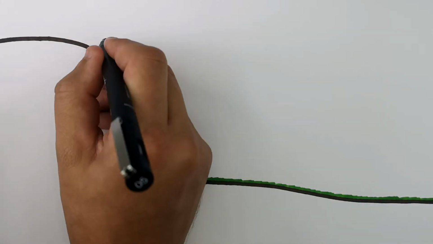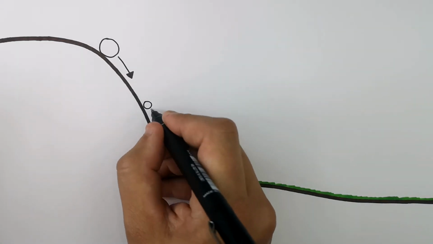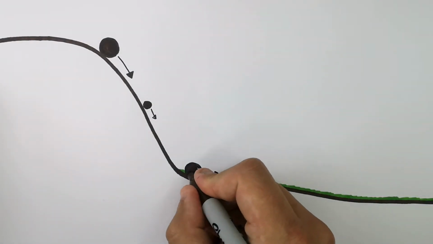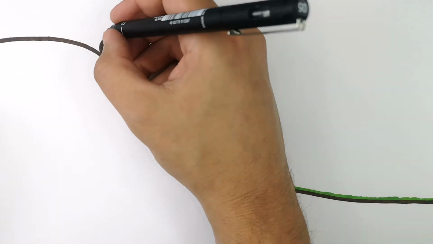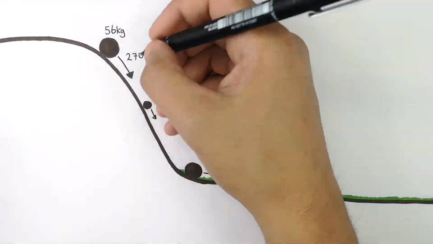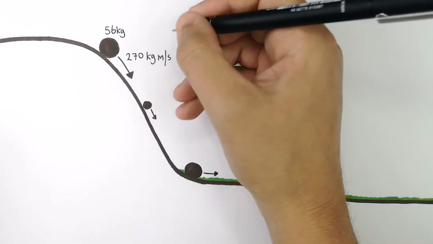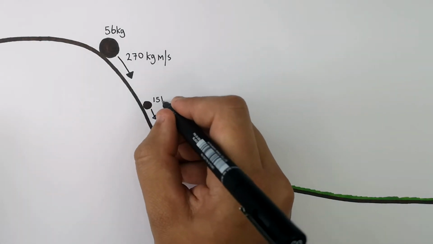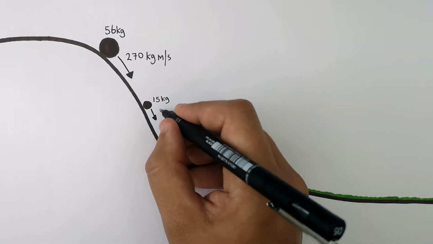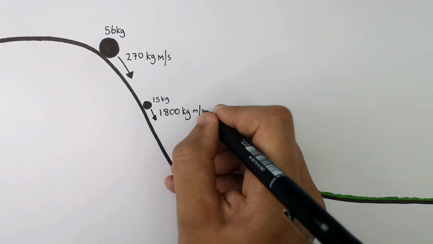So we've got three different rocks here, rolling down a hill. We're going to use the information to calculate their mass, velocity, or momentum. This rock has a mass of 56 kilograms and a momentum of 270 kilogram meters per second. This smaller rock has a mass of 15 kilograms, but a much higher momentum of 1,800 kilogram meters per second.